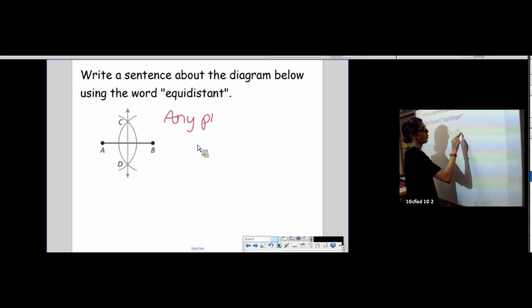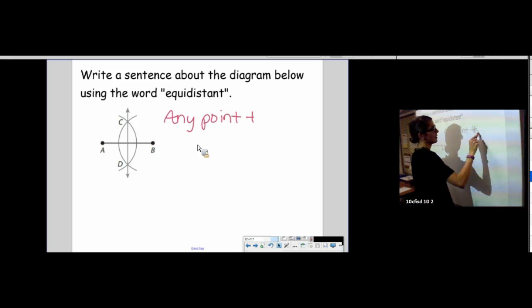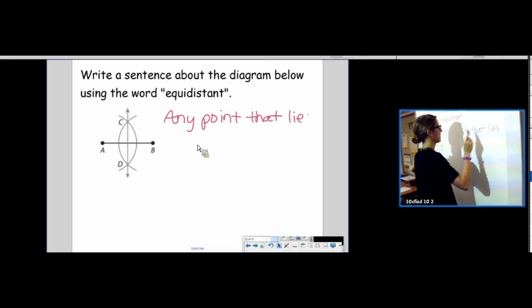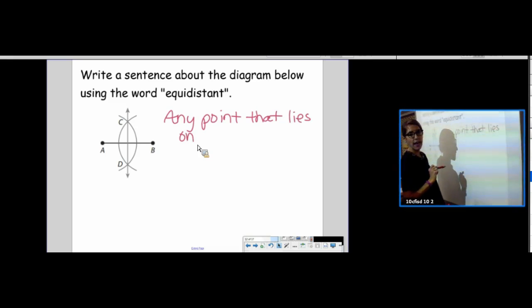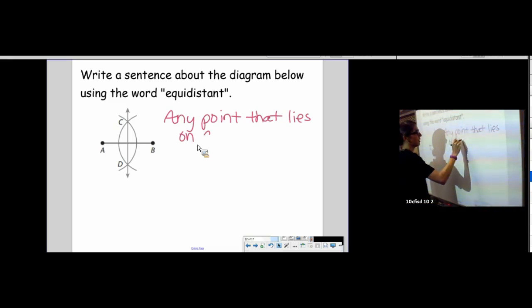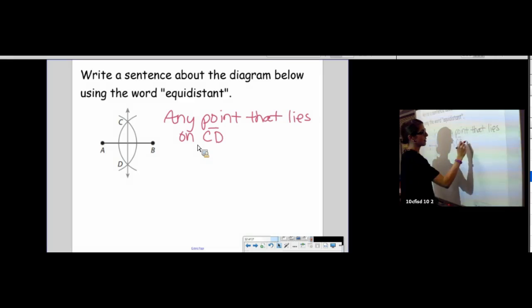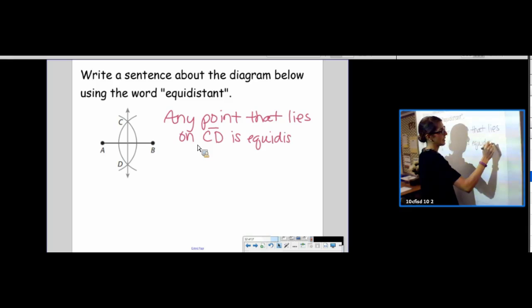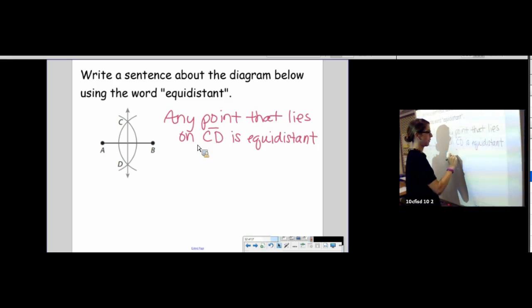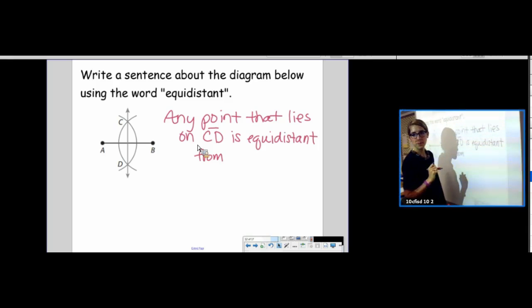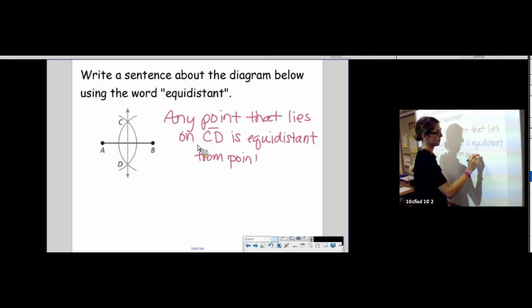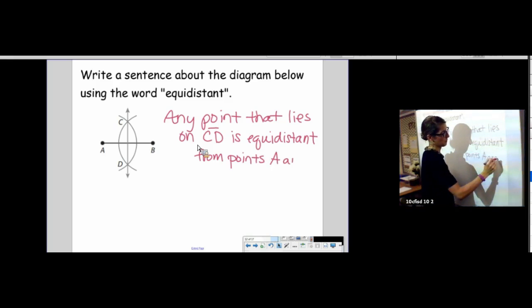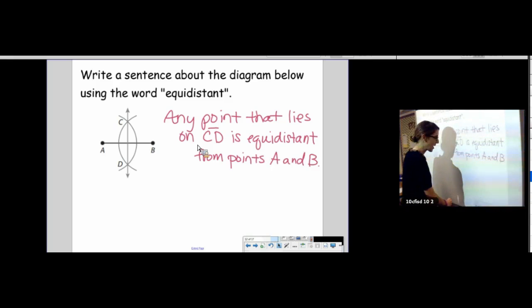Any point that lies on, what do you think I'm going to say? Any point that lies on segment CD is equidistant from what? Write that in your notes.